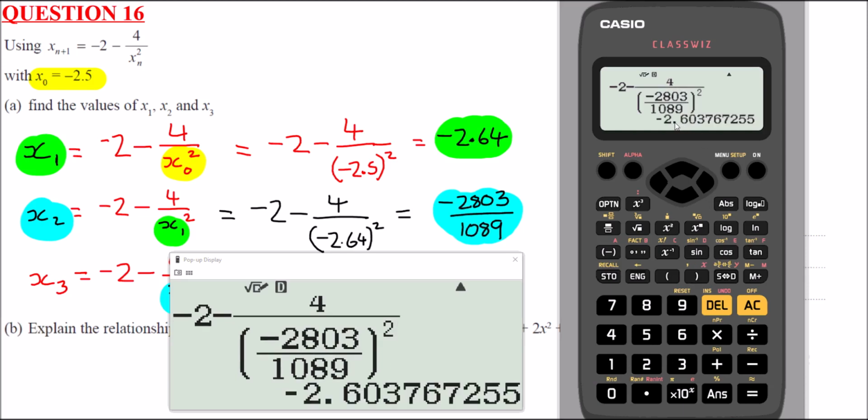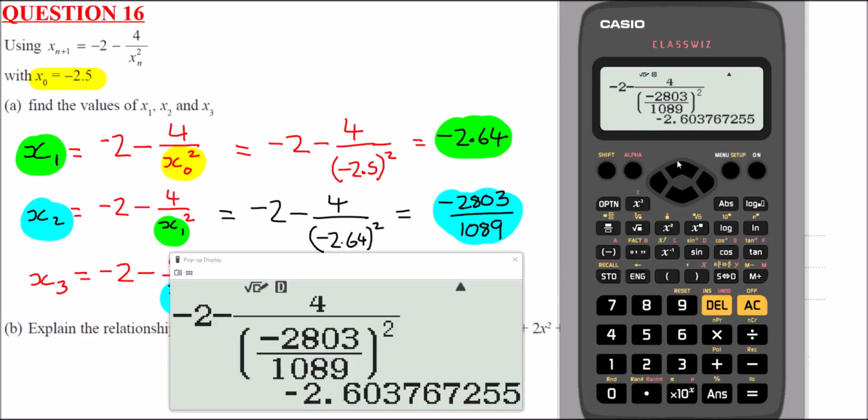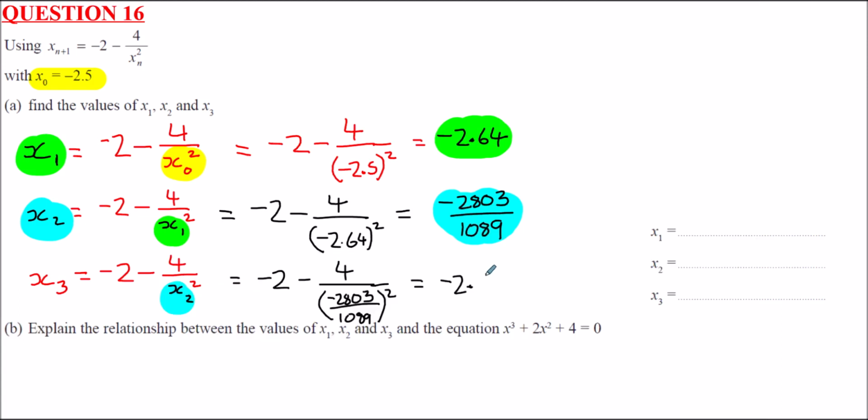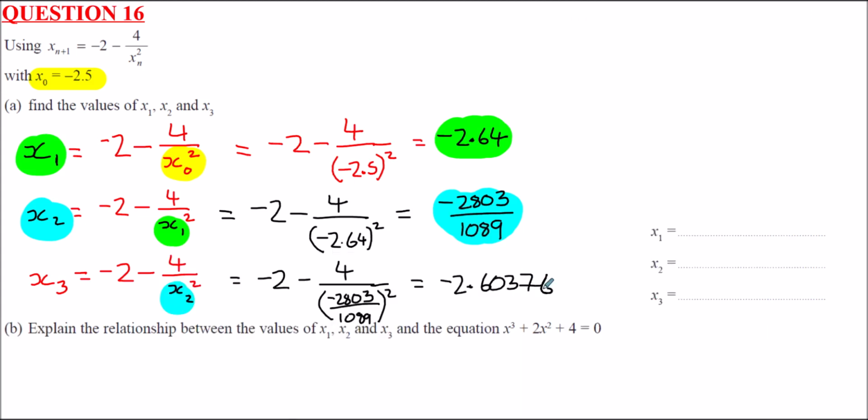That gives minus 2.6037, and I've got the numbers here now, 6037, 67255.